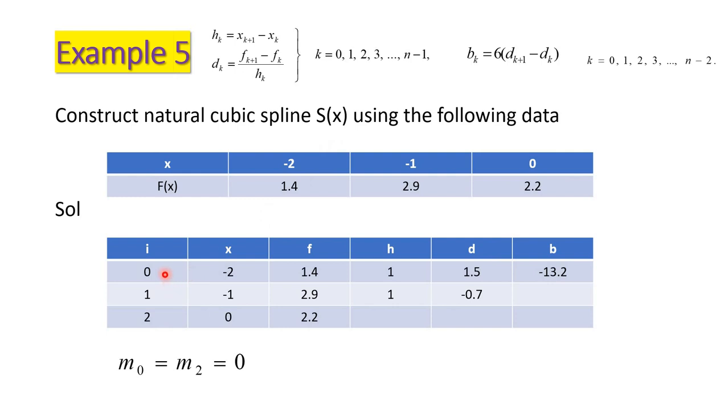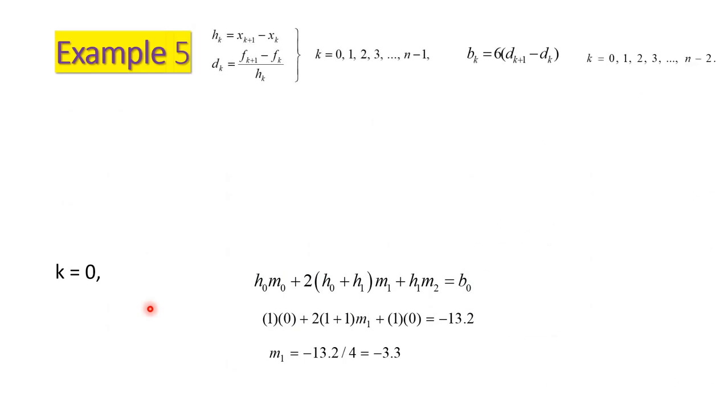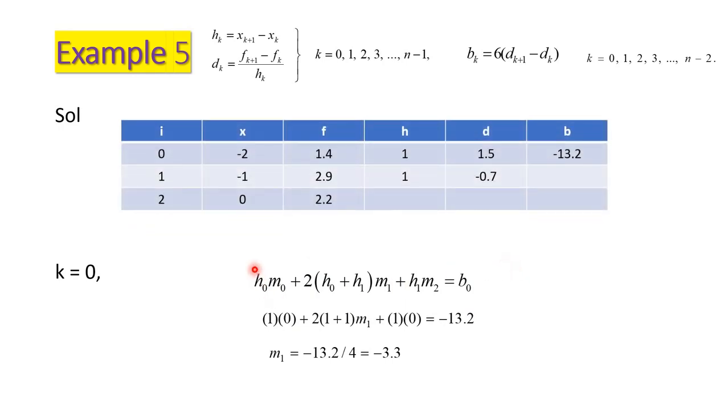And then for natural cubic spline, you have 0, 1, 2, so it means m0 and m2 are 0. So you just calculate m1 using the formula in step 3 here. Using the formula h0 m0 plus 2 times (h0 plus h1) m1 plus h1 m2 equal to b0. Plug in k equal to 0. m0 and m2 are equal to 0 for natural cubic spline. So you have h0 m0 plus 2(h0 plus h1) m1 plus h1 m2 equal to b0.